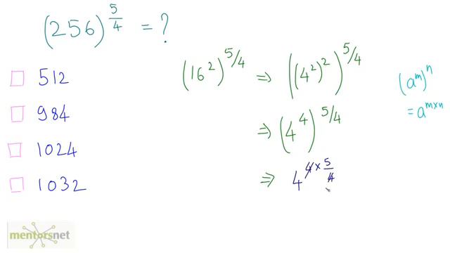This 4 and 4 get cancelled out. What remains is 4 raised to 5. Now 4 raised to 5 is equal to 1024. But let us simplify it more. 4 raised to 5 can be written as 2 raised to 2 raised to 5. 4 is 2 square, and that is equal to 2 raised to 10. And most people remember the powers of 2. So 10th power of 2 is 1024.